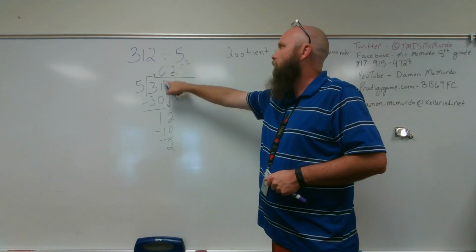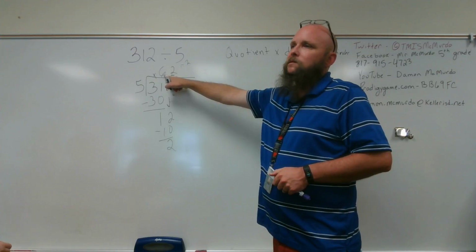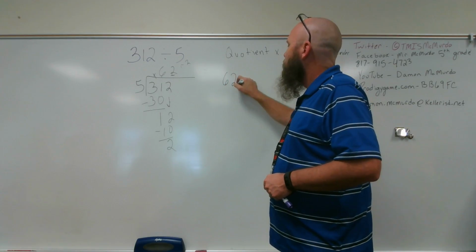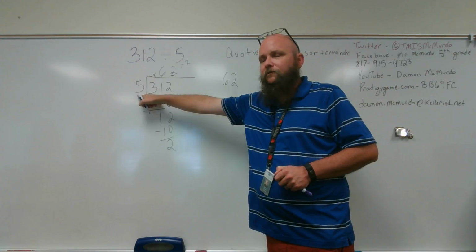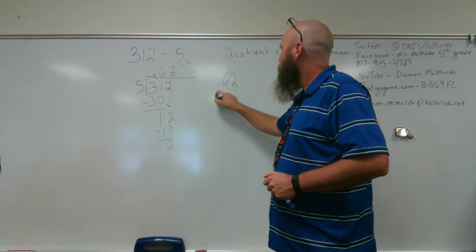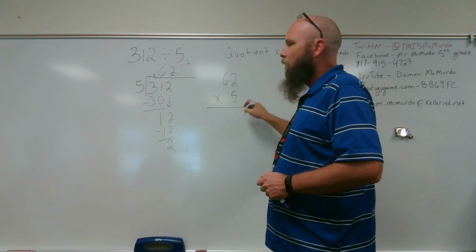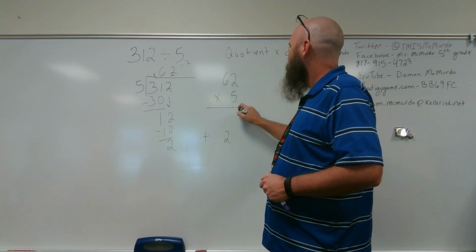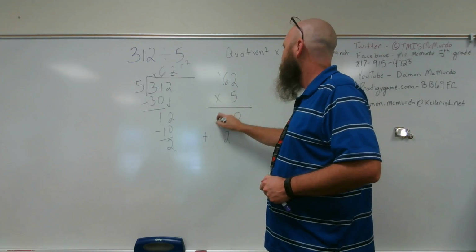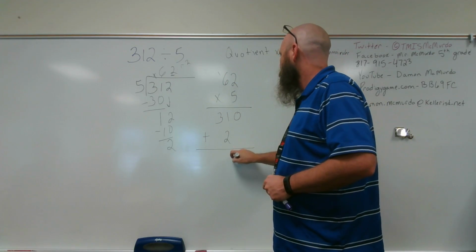312. That's our dividend. 62. Plus 2 is 64. Our divisor is 5. We multiply those together, and whatever I get there, I add my remainder. It's 100. And then 31.